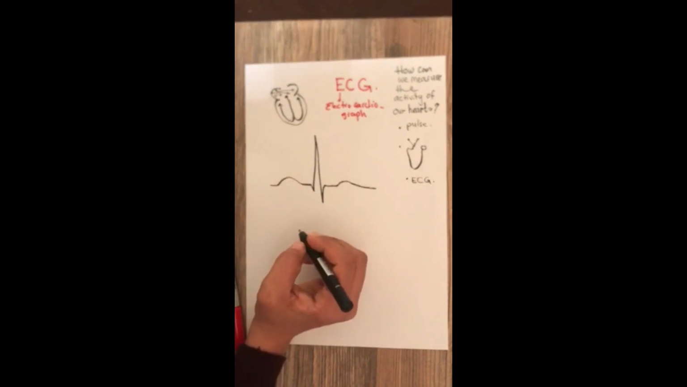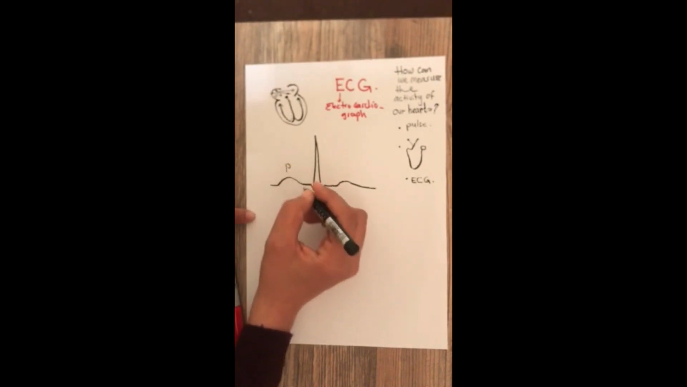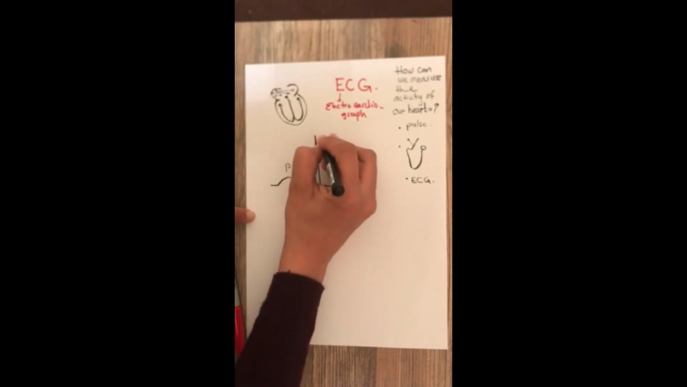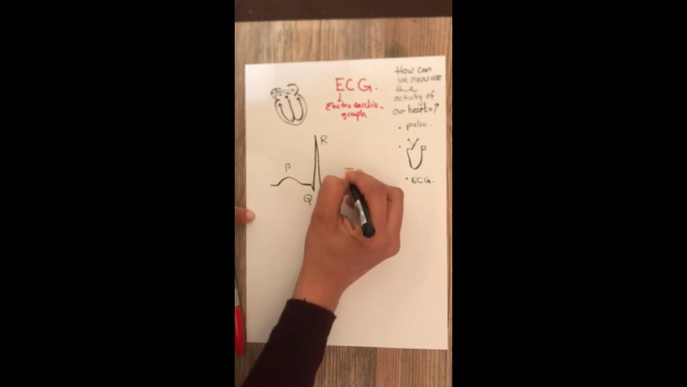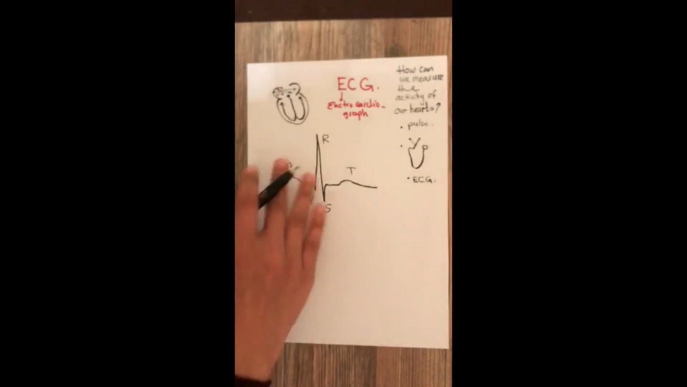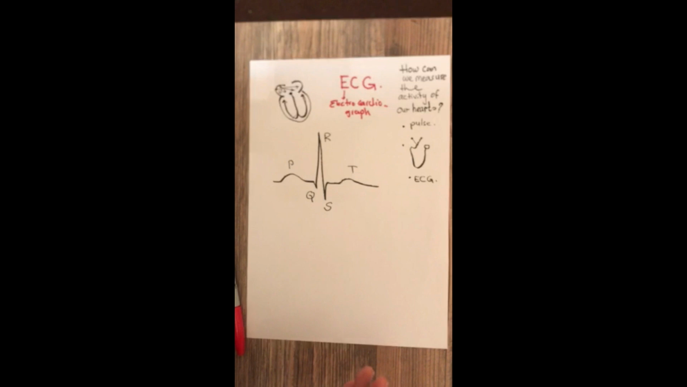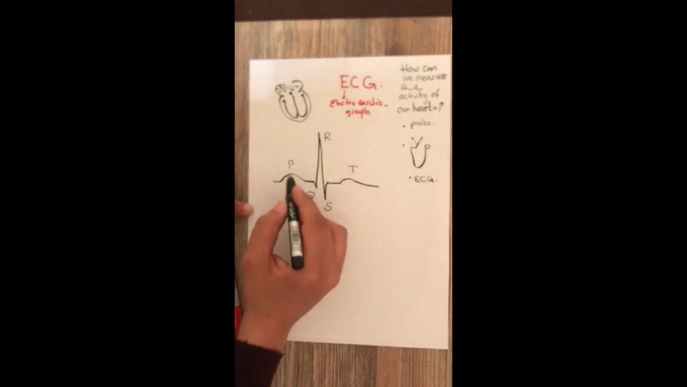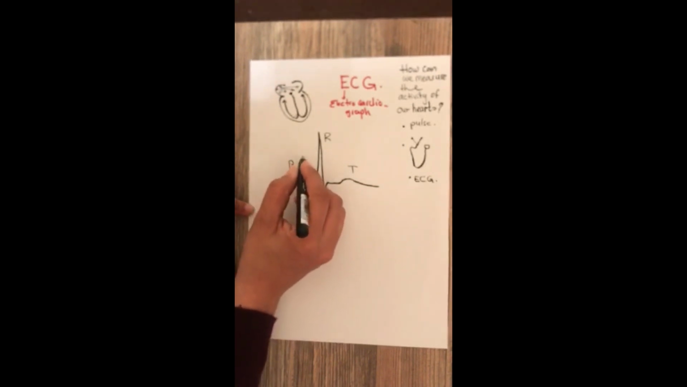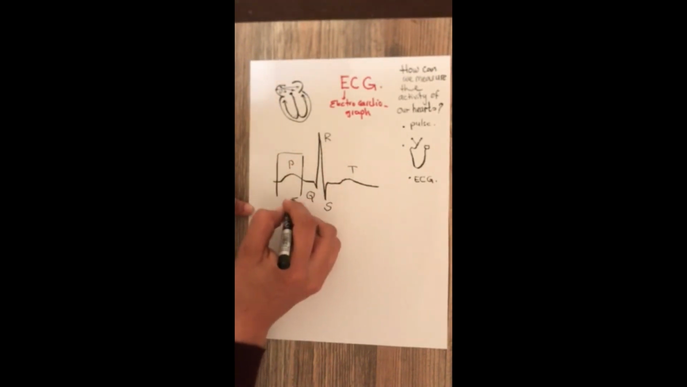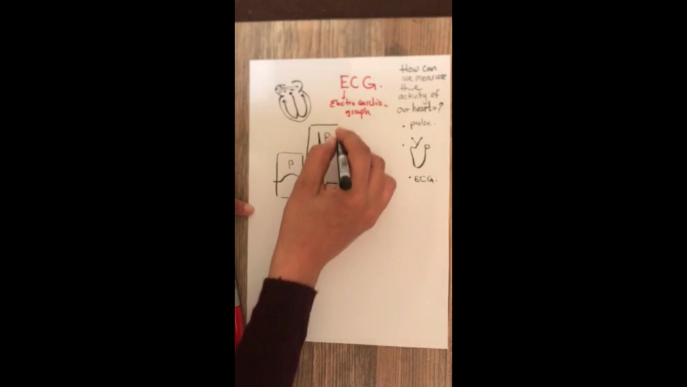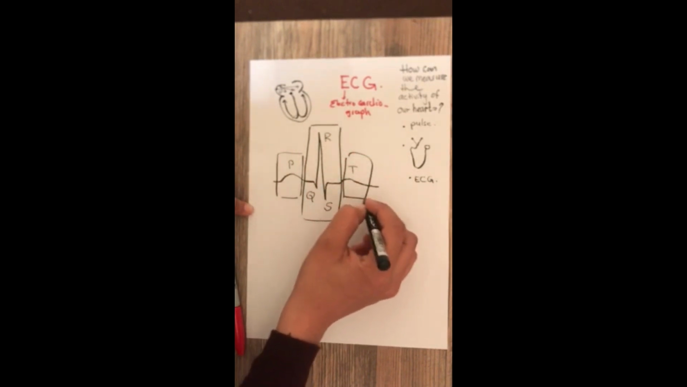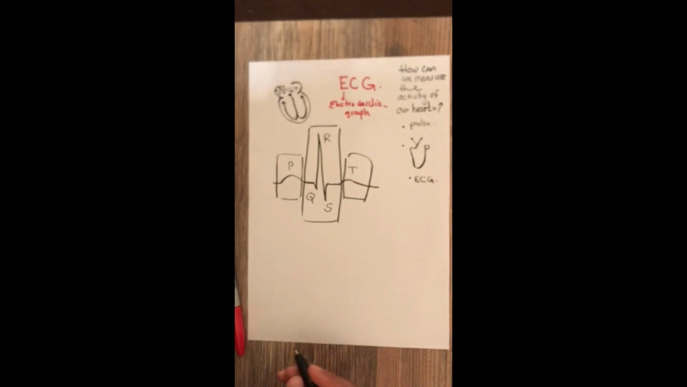Okay, how about the waves of ECG? Those are the waves. We have P, Q, R, S, T. It's alphabetical, so don't confuse yourself by thinking of a word or something. P, Q, R, S, T. What is P? What is Q, R, S? And what is T representative of?